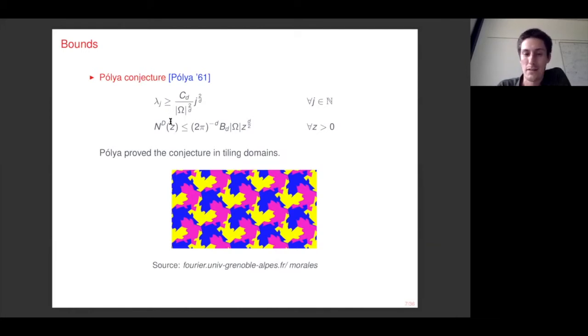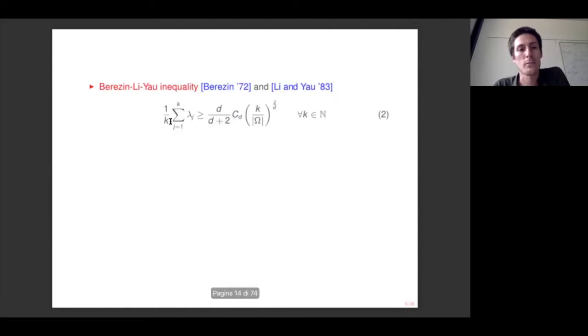This has been extended, but in full generality it remains an open conjecture. A step toward the understanding of these bounds was made later by the so-called Berezin-Li-Yau inequality, which can be understood as an average version of the Pólya inequality. Indeed, it says that the average of the first eigenvalues, which is this quantity here, and which is more regular than the single eigenvalue, can be lower bounded by this term here, which, in view of the Weyl law, is asymptotically sharp.